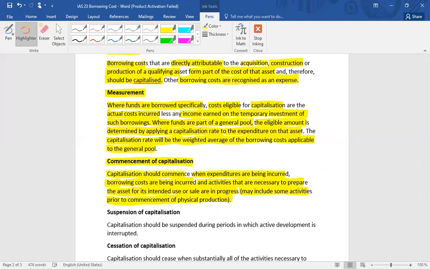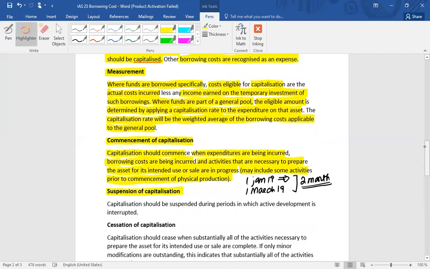So for example, the loan has been initiated on 1st January, but commencement starts from 1st March. Then what to do with the January and February interest? In such a case, the 2 months' interest of January and February is to be charged in the profit and loss account as there was no commencement of capitalization. Similarly, sometimes it happens that the work has been stopped due to some reason. So what would be the impact on the capitalization process? It says that capitalization should be suspended during periods in which active development is interrupted. So it means that in such periods, the interest cost is to be charged in the profit and loss account.